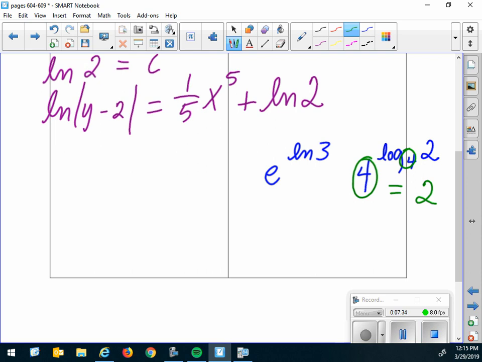What's the base here on natural log? E. That base and that base are the same, so the answer to that is 3. 3 equals 3 equals 3.